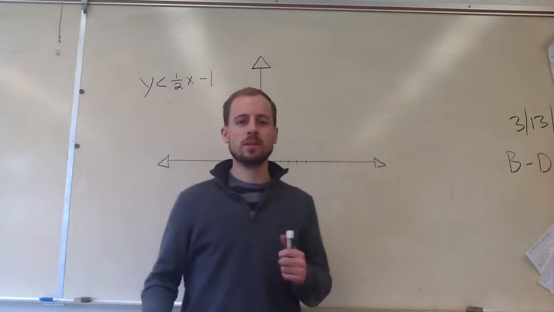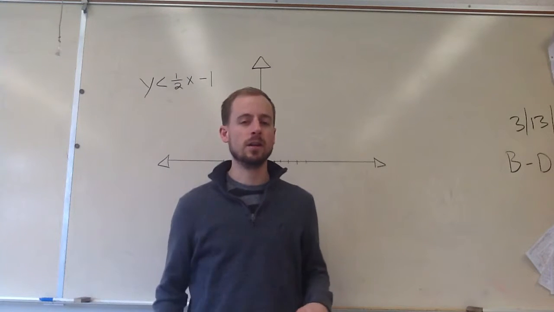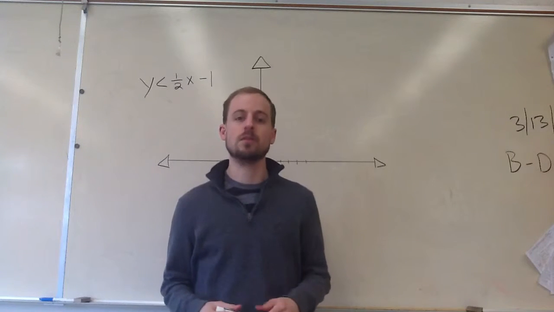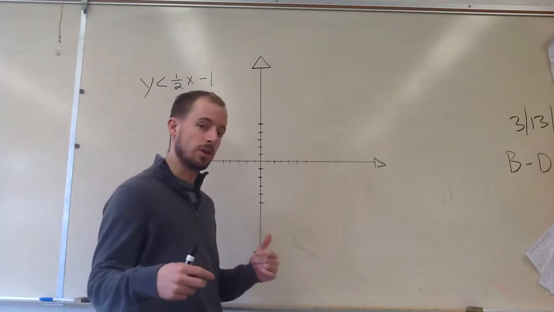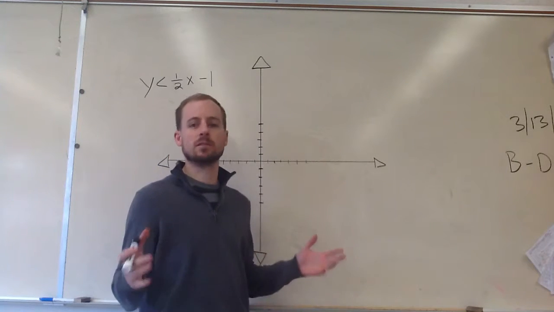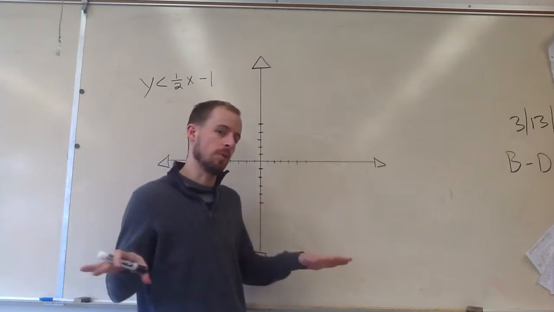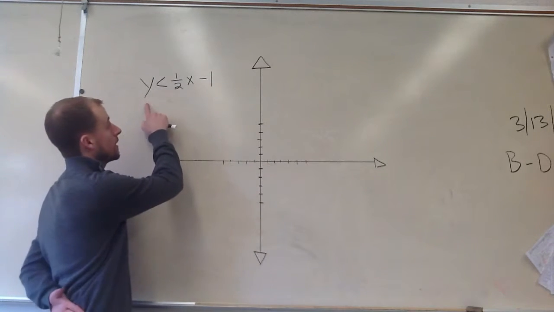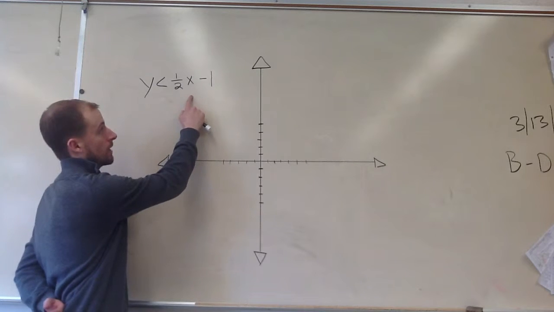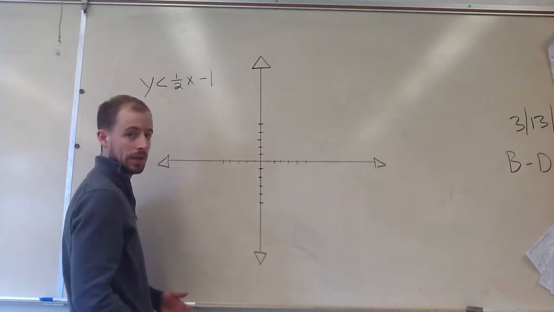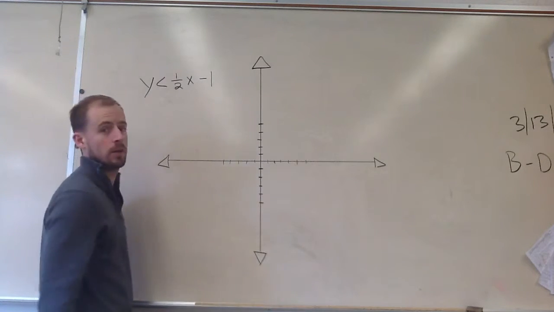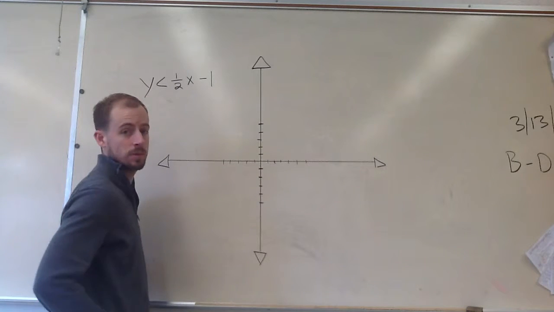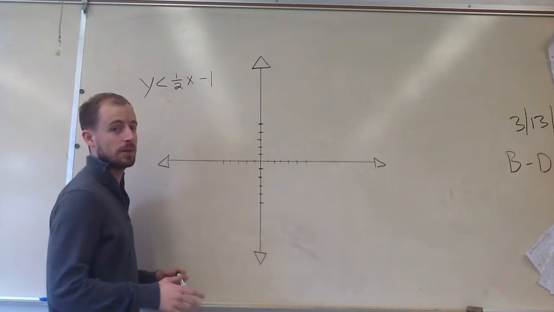Alright, as promised, here's a video on graphing linear inequalities. The last video was just when we had something like x is less than 5, and we graphed those on the number line. Now what we've got is something like y is less than 1/2 x minus 1. So what's new here is the fact that it's an inequality. We've graphed equations before, and we're going to do a lot of it the same way.